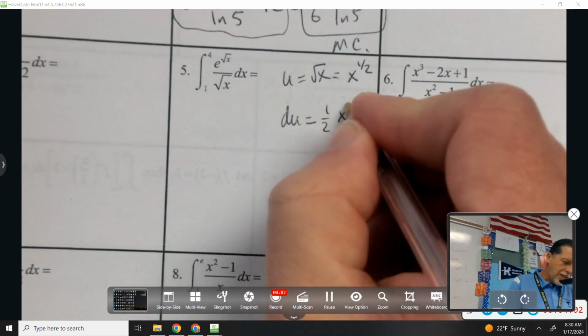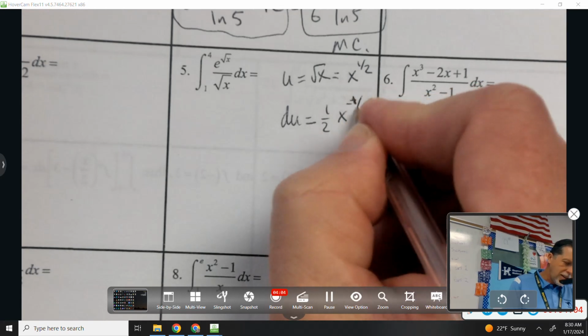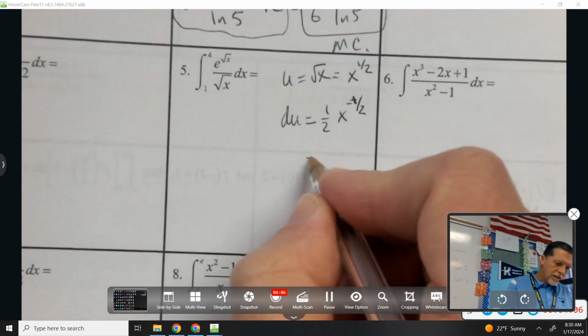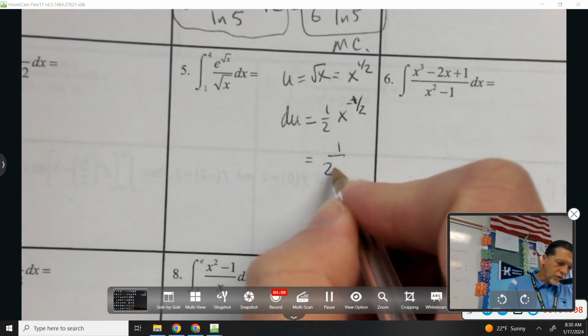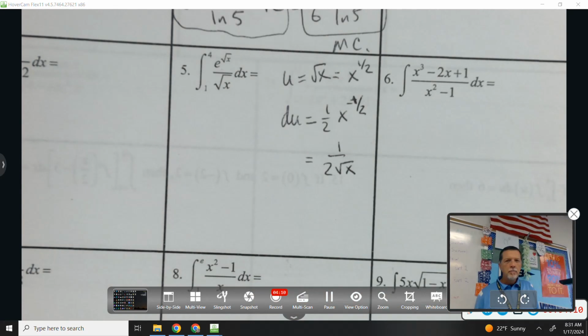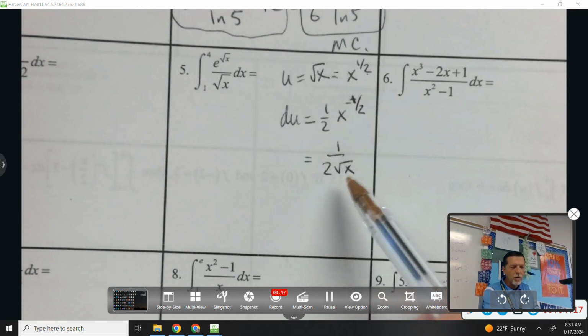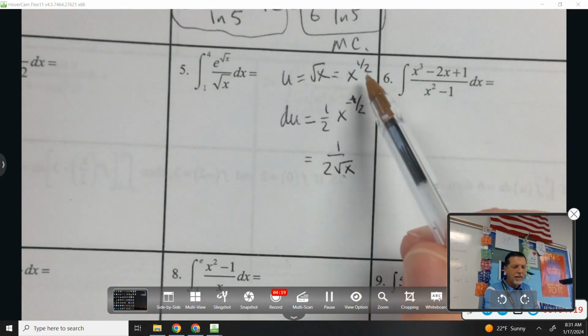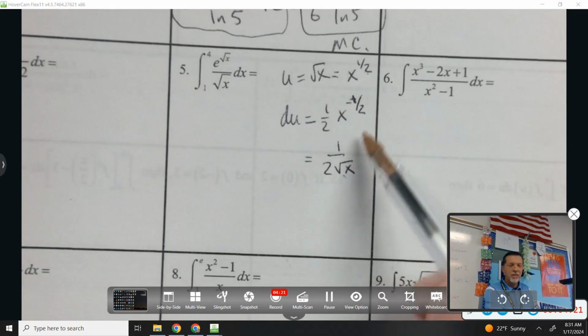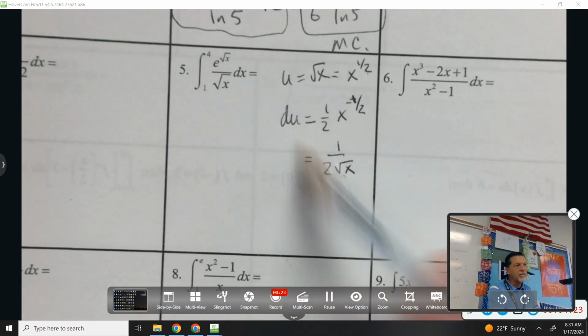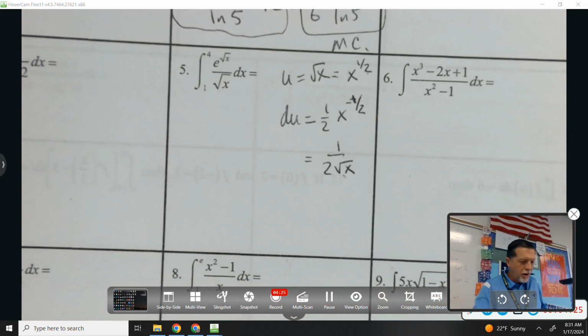So 1/2 x to the negative 1/2, which is 1 over 2 times the square root of x. And again, you don't have to keep hopping back and forth between the exponent form, the power form, and the root form. But powers are more convenient for derivatives. Roots are how the problem started. So you've got to be able to go back and forth whether you write it out or not.